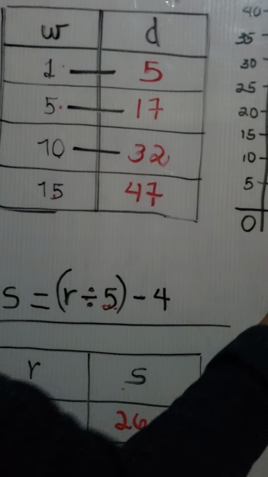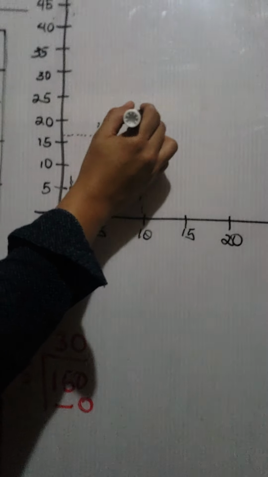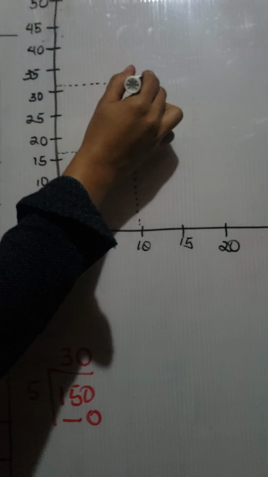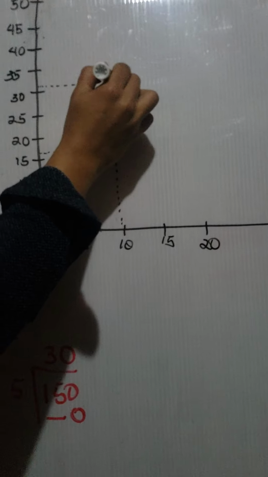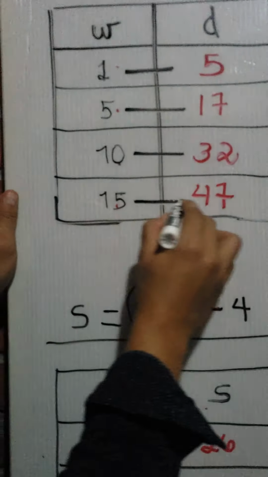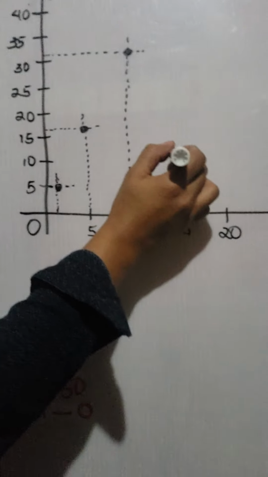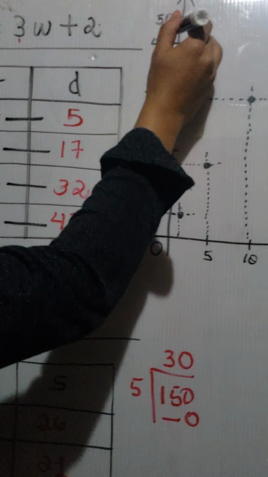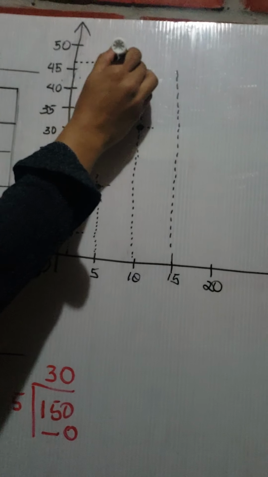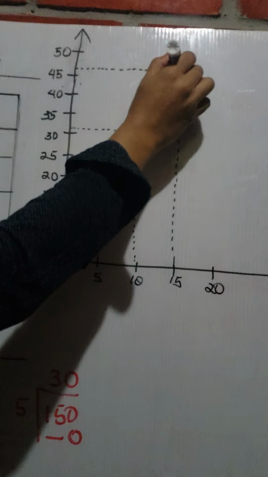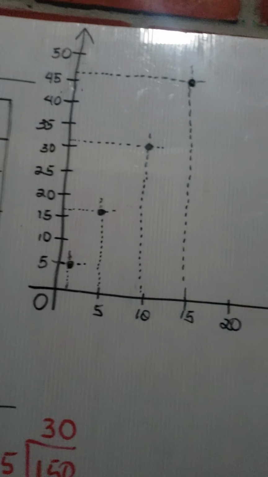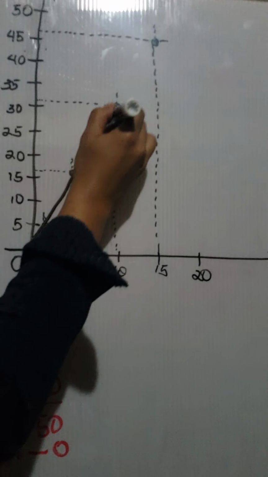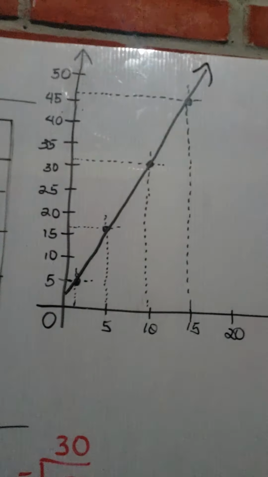10 and 32. 10 and 32 is a little bit upper than the number 30, of course. And then we have 15 and 47. 15 goes here on the W. And 47 is a little bit upper than the 45. Now we trace a line to connect all of the 4 dots, and that's how we graph this equation.